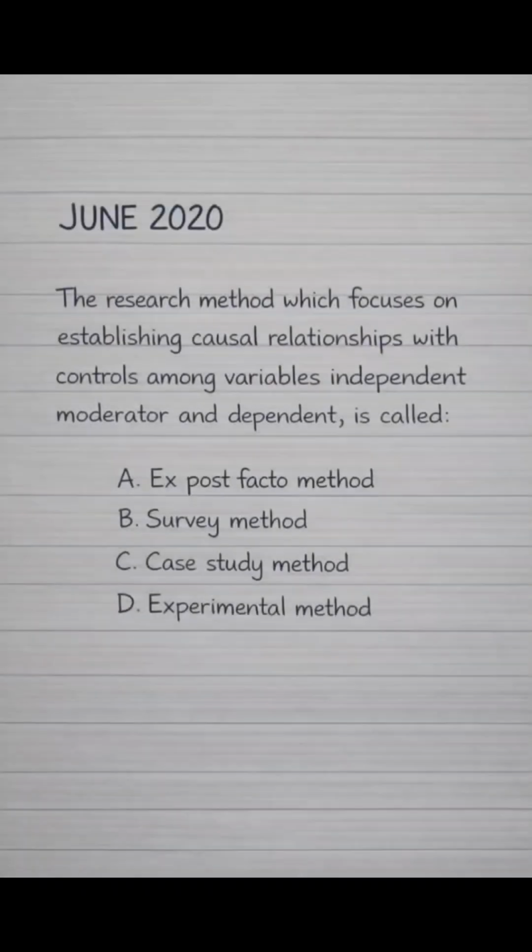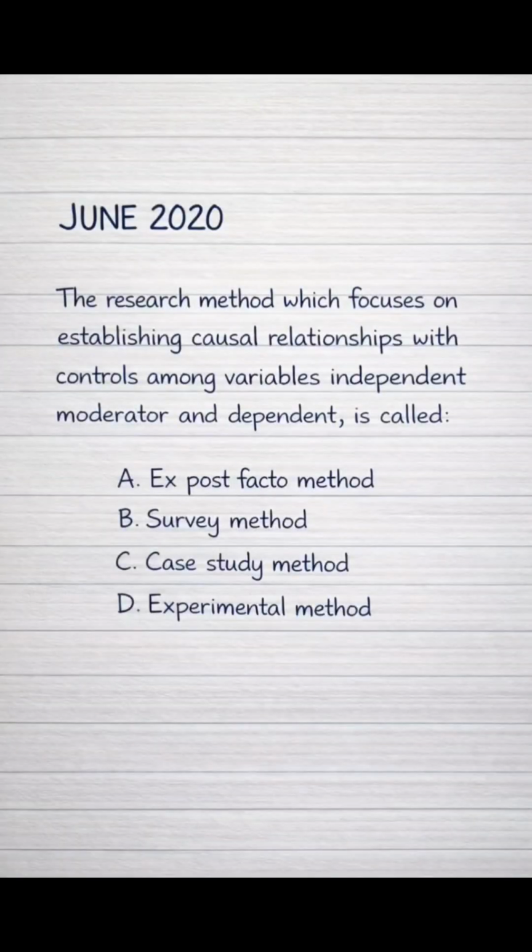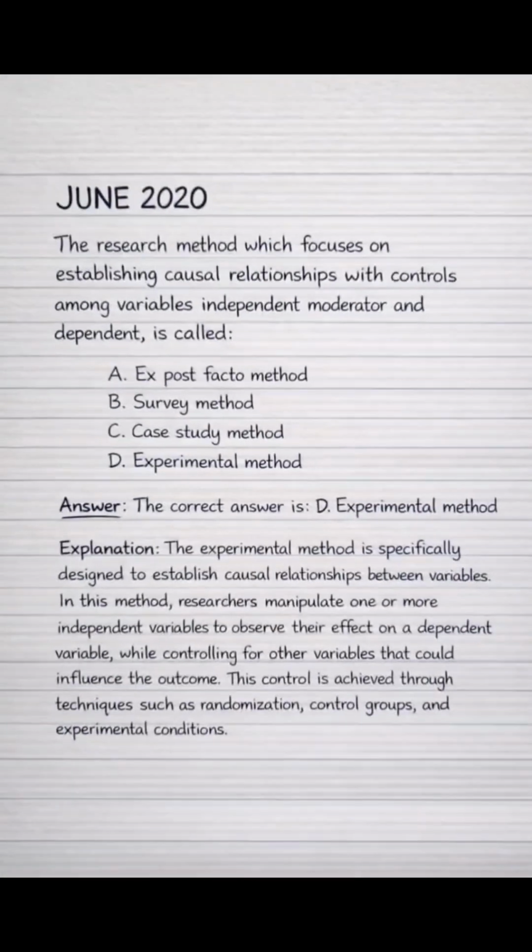Let's see the first question. The research method which focuses on establishing cause and effect relationship between variables is called which method? Options given are A, ex post facto method, B, survey method, C. The correct answer is D, experimental method.